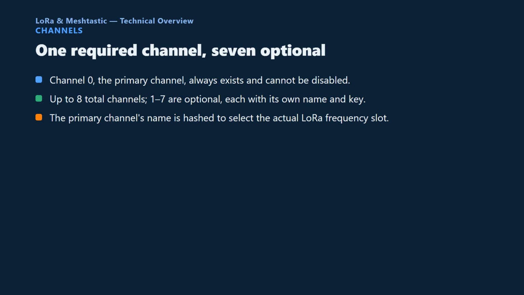And here is a detail worth knowing, a hash of the primary channel's name is what determines the actual LoRa frequency slot in use. 2 devices need to agree on more than just region to talk. The primary channel name effectively picks the frequency.